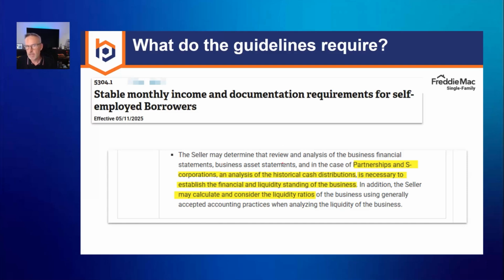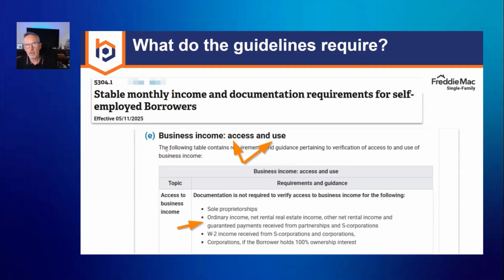So it's here. Now I've had people say, oh yeah, I see all that, but here's where you're wrong, Mike. When you look a little further down, it says right here, access to business income, ordinary income. You can use it with no further information.